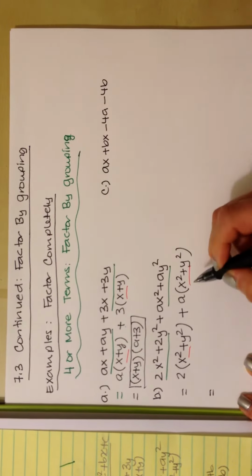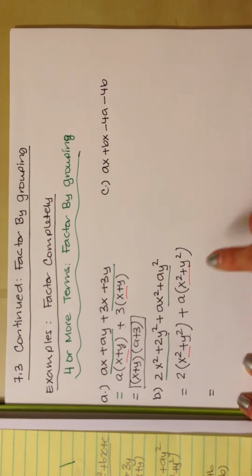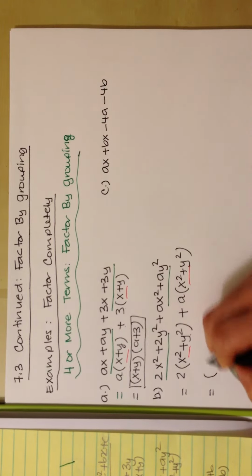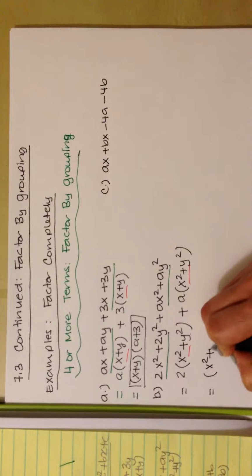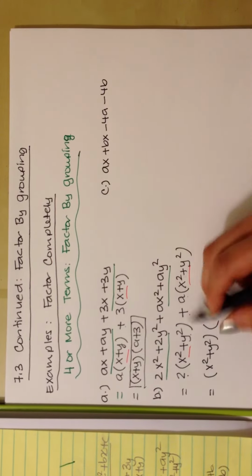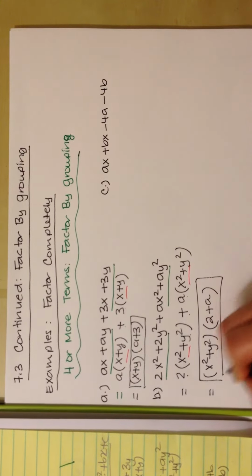Last step, your greatest common factor is x squared plus y squared. This is exactly the same for both terms, and so we factor out what they have in common, x squared plus y squared, and then what's left is 2 plus a. And we're done.